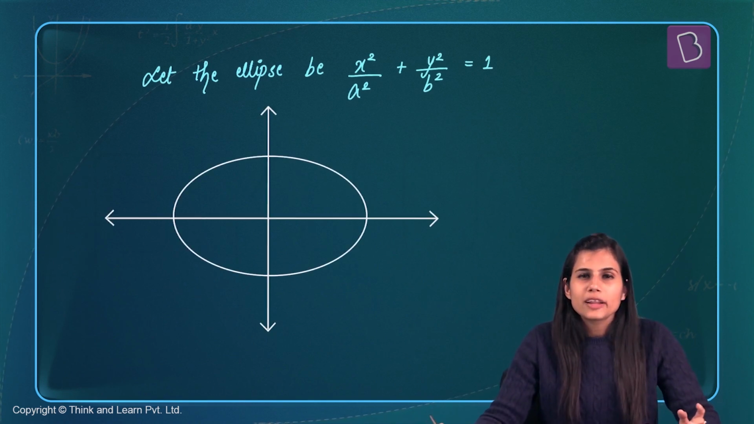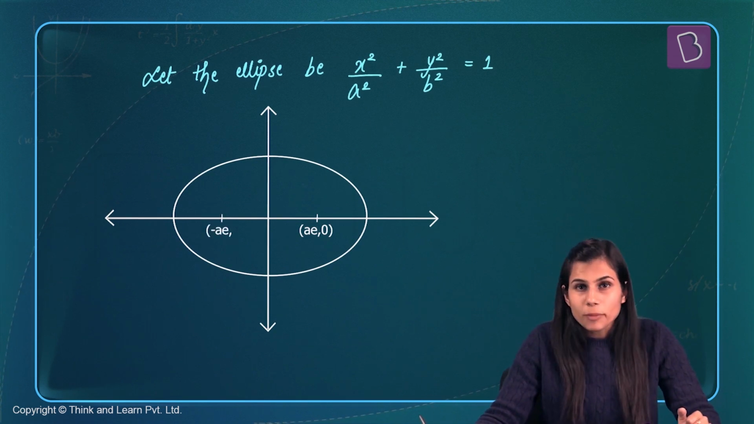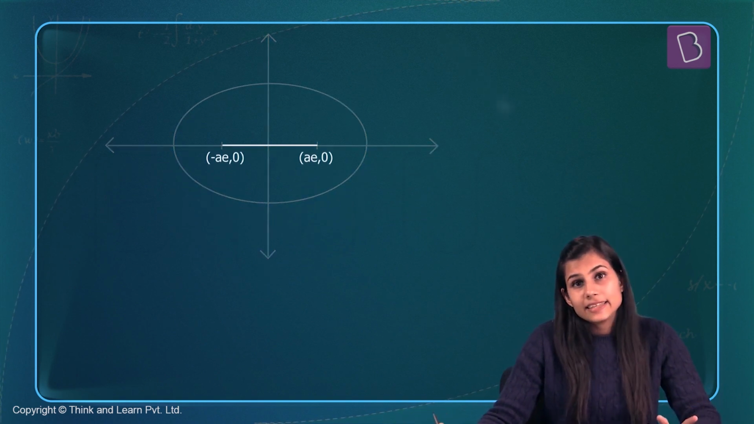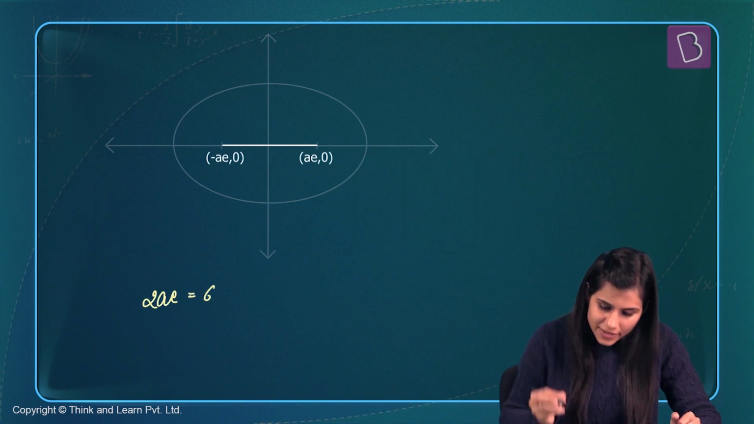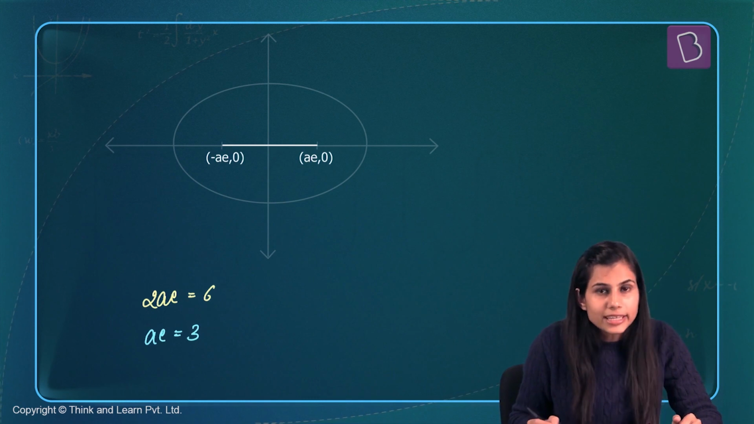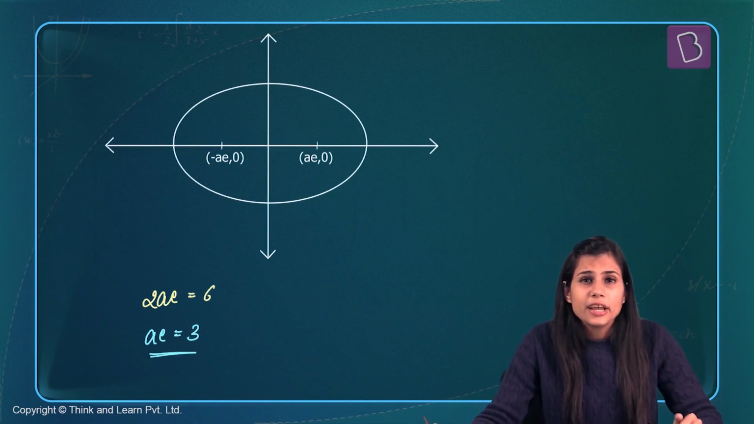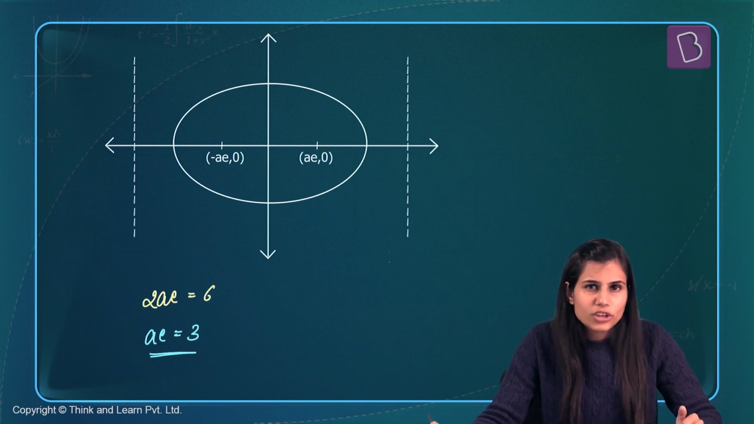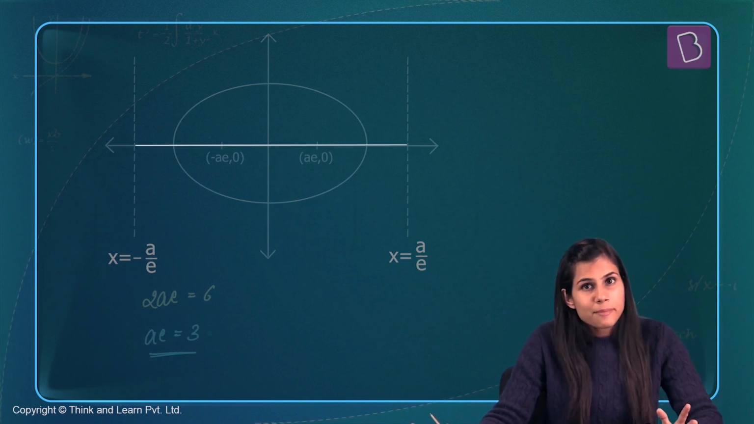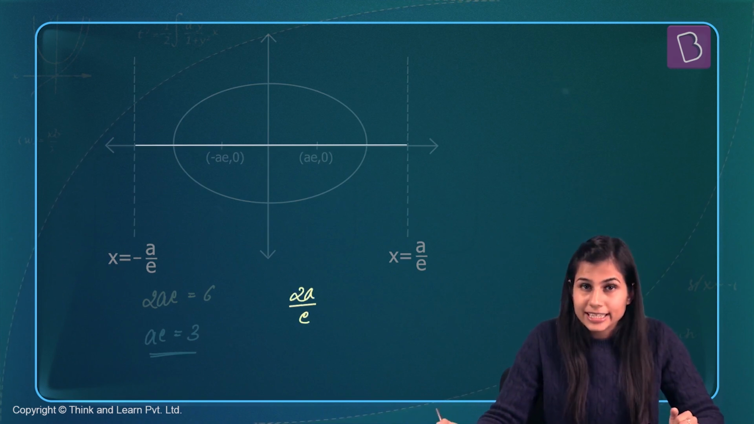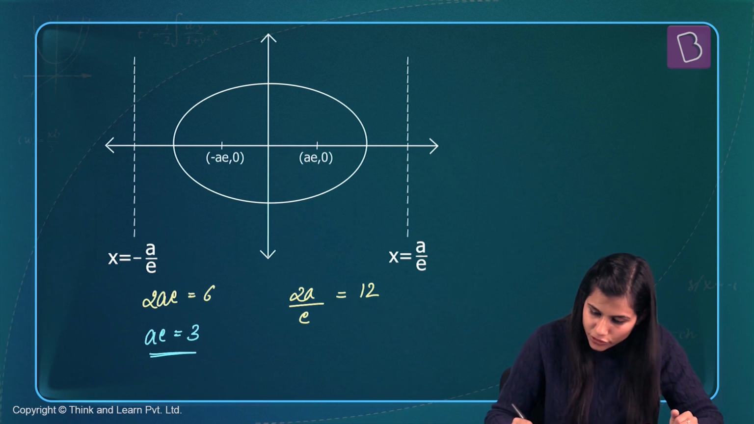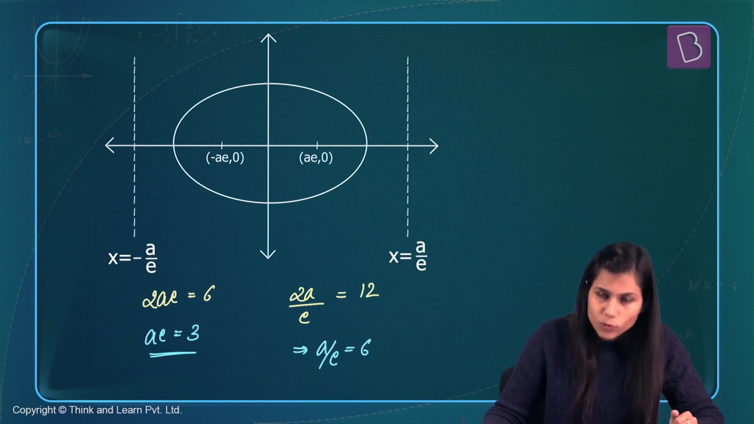The coordinates of the foci are (ae, 0) and (−ae, 0). The distance between the two foci is 6. That means ae plus ae, that is twice of ae, is 6, which straight away gives you ae equal to 3. Next, the two directrices have the equations x equals a by e and x equals minus a by e. So the distance between them is a by e plus a by e, that is twice of a by e. This is given to you as 12. So from here you get a by e equals 6.